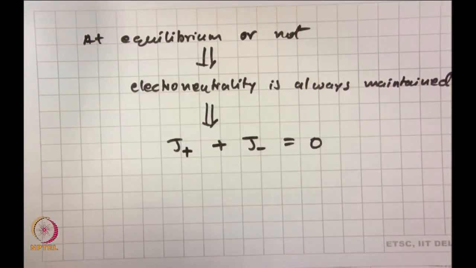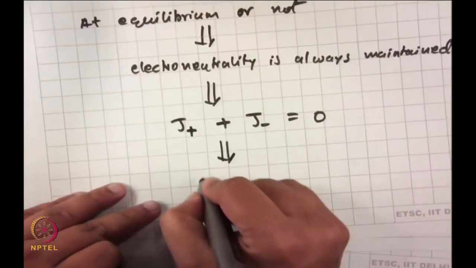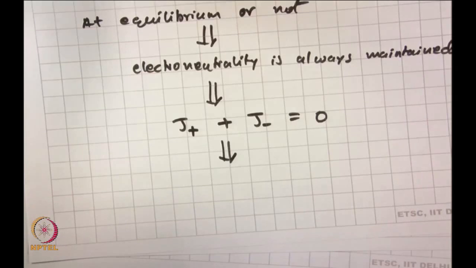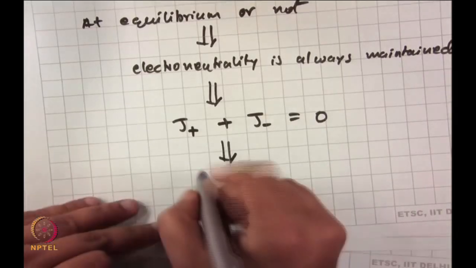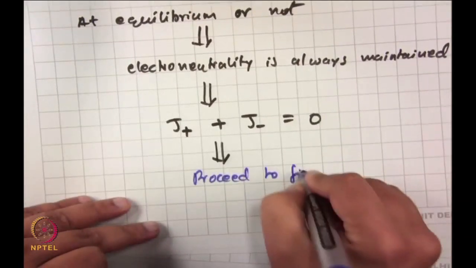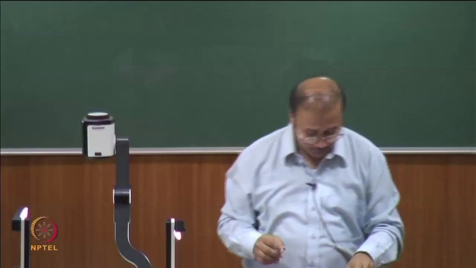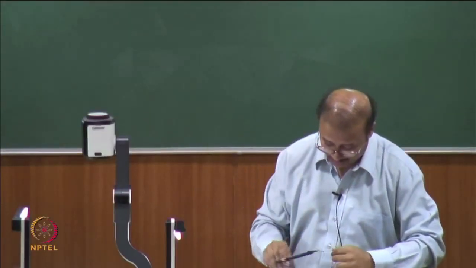J plus J minus would be equal to 0, and then go ahead, which I will not show you, it is just algebra. So, this then we can proceed to finish, but it will give you the final result, and this is what the final result looks like, right. So, again electroneutrality J plus and J minus sum up to 0, and this is what you get.